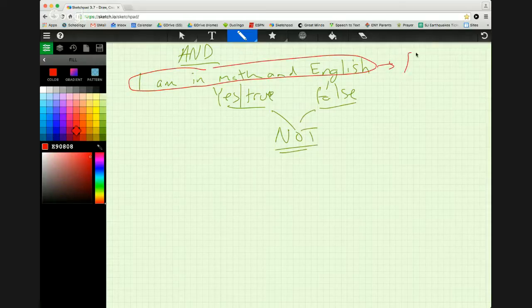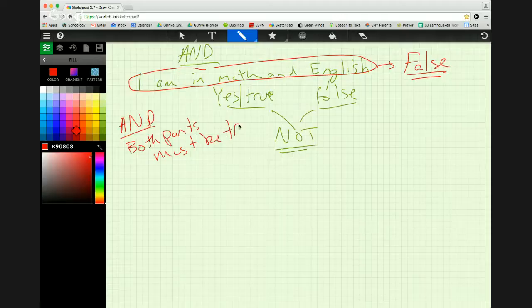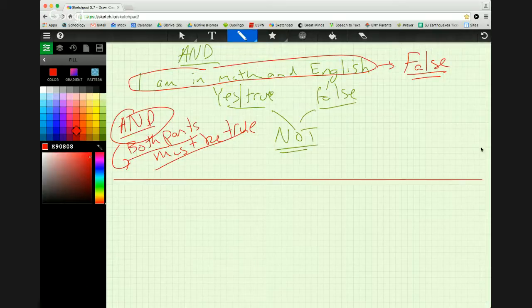So remember, with and, both parts must be true. Both parts must be true for and. That's the whole key. So let's look at a problem like this. x is greater than 3 and x is less than or equal to 6.